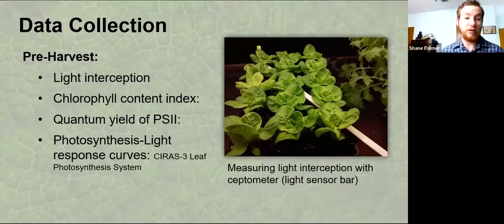So before our final harvest, we collected light interception percentage data, which you can see in the image there. That's an example of the light sensor bar going underneath the canopy, and that's how the light interception percentage is calculated. We also measured chlorophyll content index on the leaves and the quantum yield of PS2, which I just mentioned before, using a chlorophyll fluorometer. And we also took photosynthesis light response curves using the CIRUS-3 leaf photosynthesis system. And that looks at how the plant is responding to a series of increasing light levels.